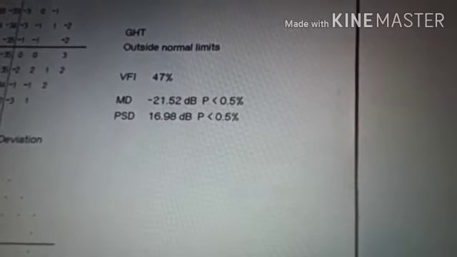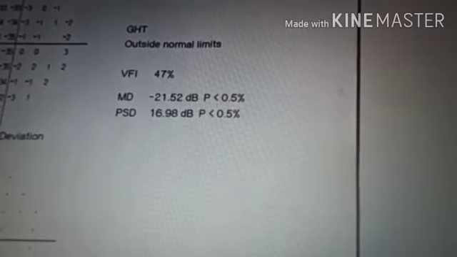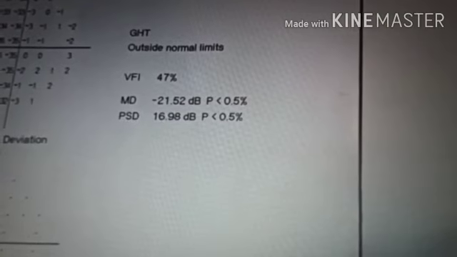Now comes the VFI, which is the visual field index, that is 47%. It mainly reflects the percentage of retinal ganglion cell loss. If it is 100%, that is a perfect age-adjusted visual field, and 0% represents a perimetrically blind field. Now here you can see the mean deviation.